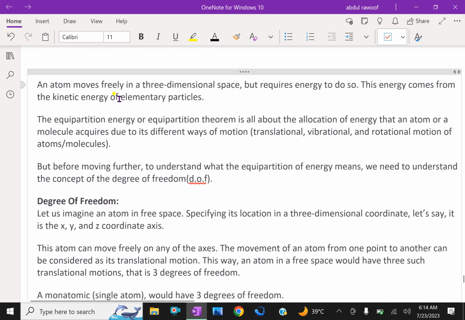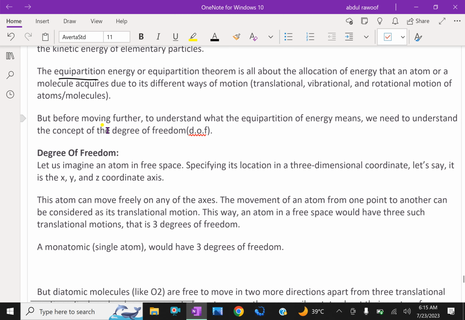An atom moves freely in three-dimensional space but requires energy to do so. This energy comes from the kinetic energy of the elementary particle. The equipartition theorem is all about the allocation of energy that an atom or a molecule acquires due to its different ways of motion: translational, vibrational, and rotational motion of atoms or molecules.